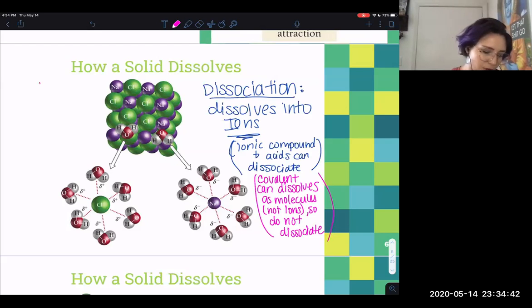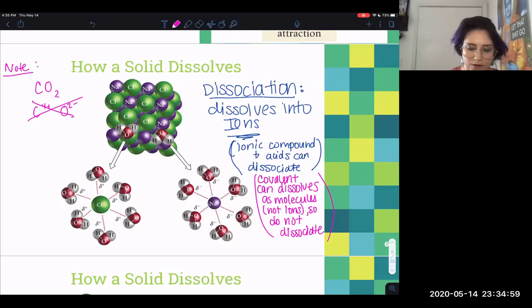So for example, I just want to make a quick note that if I give you CO2, what makes that up? It's carbon and oxygen. It's not carbon 4+ and oxide 2-. That's not what this is. It's not an ionic compound here. This is a covalent compound because it's two nonmetals. So don't think about breaking covalent compounds into ions ever, ever, ever. Only ionic compounds and acidic compounds can you break into ions. And I do see this happening sometimes, and so I just want to clarify that.